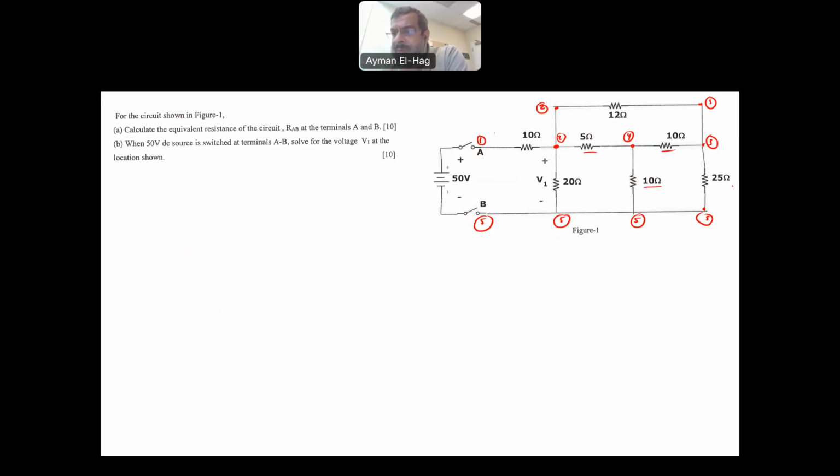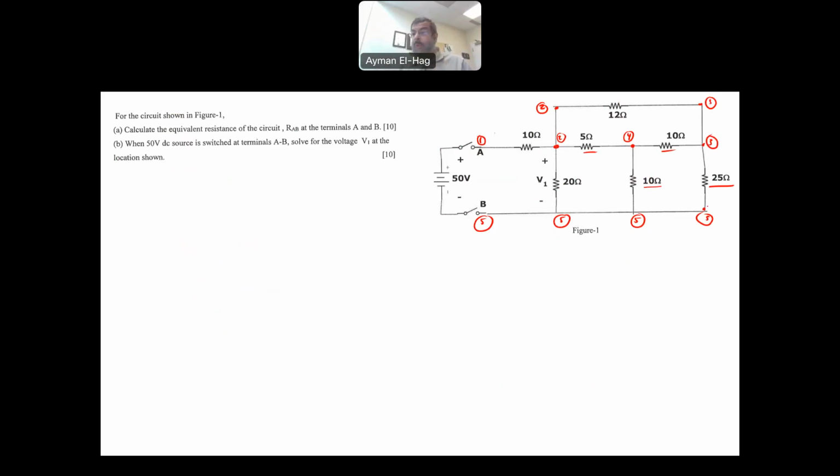For example, the 25 ohm, the 10 ohm, and the others. The 25 ohm is between 3 and 5. The 10 ohm is between 4 and 5. The 20 is between 2 and 5. The 5 is between 2 and 4. The 12 is between the remaining nodes. So there are no two resistors with the same pair of nodes. Whenever you have such a stagnant circuit that you cannot reduce, where you cannot do any parallel or series combination, then the only thing you can do is the delta-Y conversion.